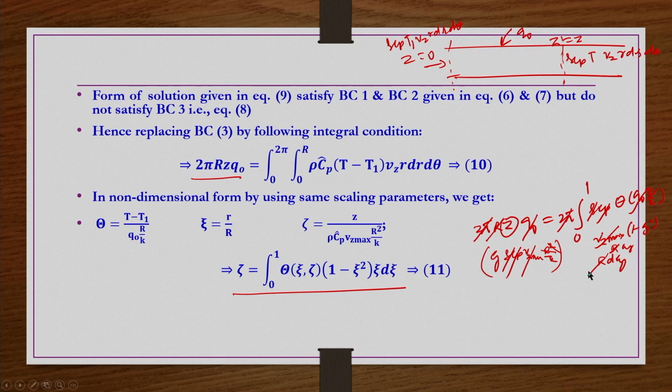So what we have on the left hand side is only zeta, equal to integral 0 to 1 of theta, which is a function of xi and zeta, multiplied by (1 minus xi square), and then xi d xi. This is what you get. You can simply do it, practice it, and you can get this equation. So this is the third boundary condition that we got.